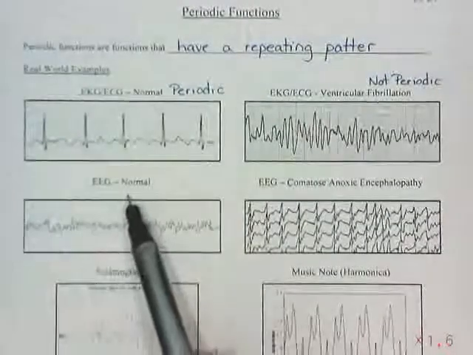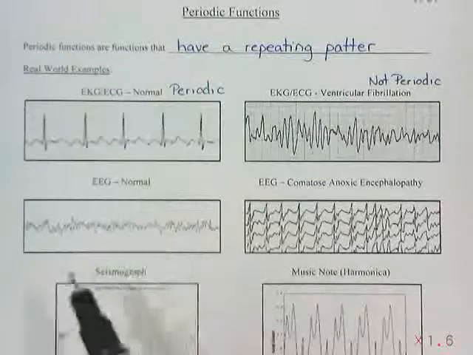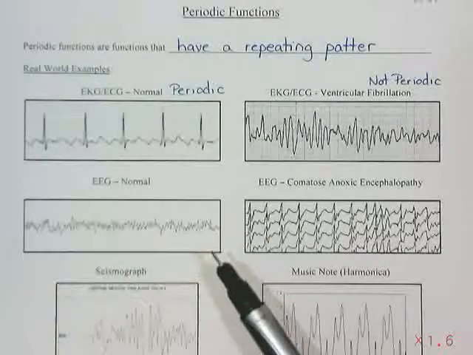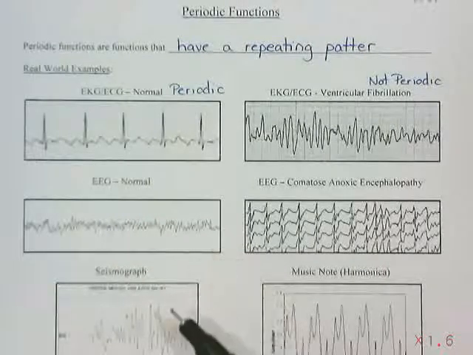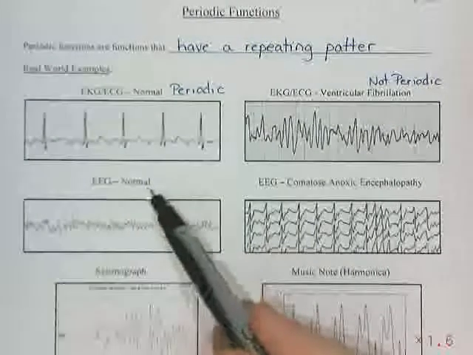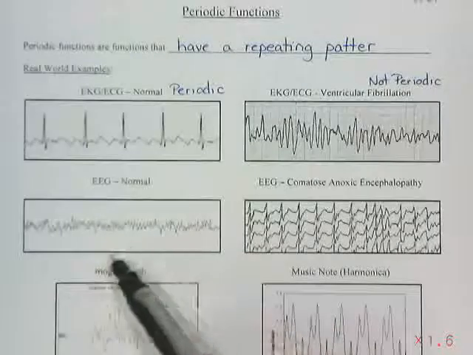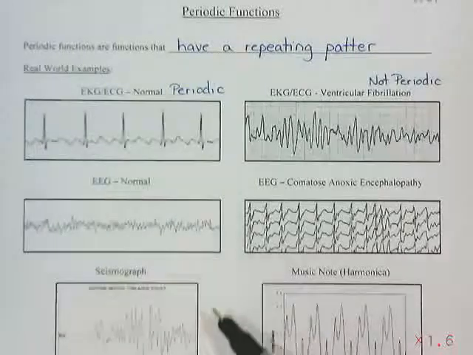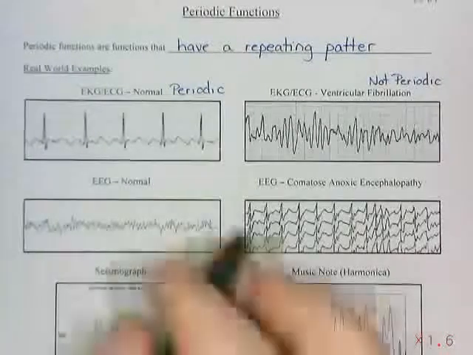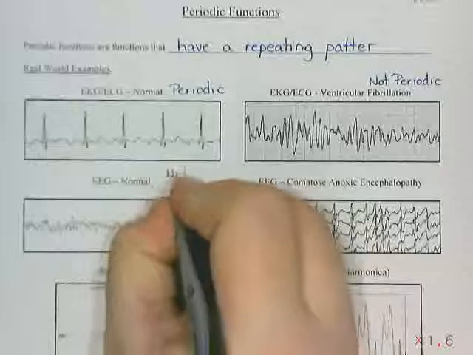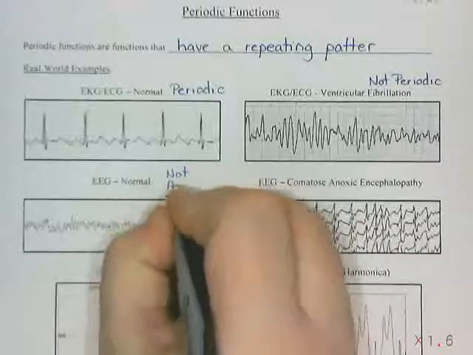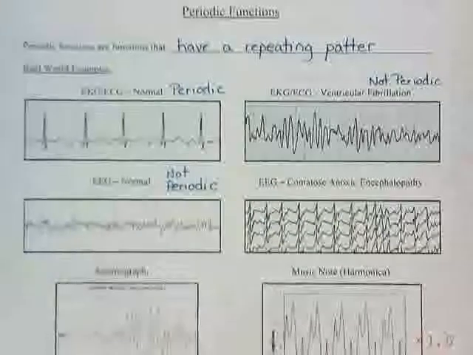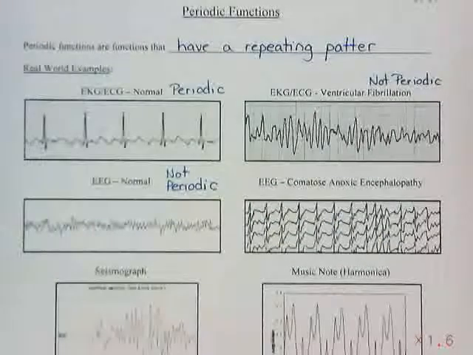Now the next one down here we're looking at is an EEG. So an EEG stands for an electroencephalograph, and an electroencephalograph measures your brain waves. So this is what a normal EEG looks like. You'll notice it just has all sorts of peaks and valleys all over the place, and that there really isn't one clear pattern there. So I'd say that this is not periodic. That's normal because your brain is controlling so many different things at the same time.